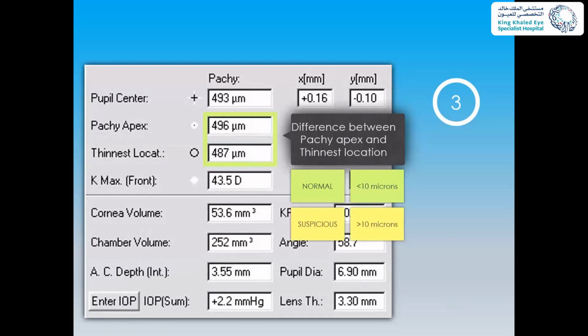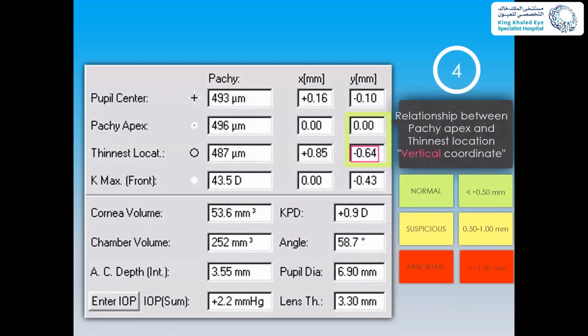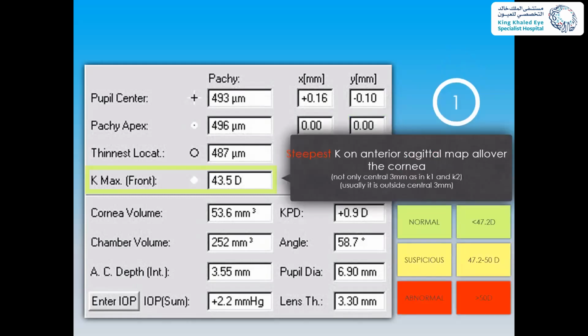And similarly, the difference between the apex and the thinnest location should not be more than 10 micron. If it is more than 10 micron, it is abnormal. And this is the deviation I was about to say. Anything less than 0.5 is normal, 0.5 to 1 is suspicious, and more than 1 millimeter is abnormal.